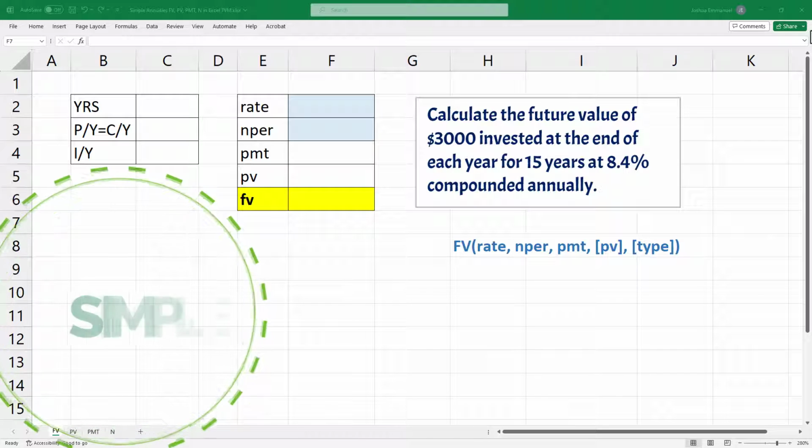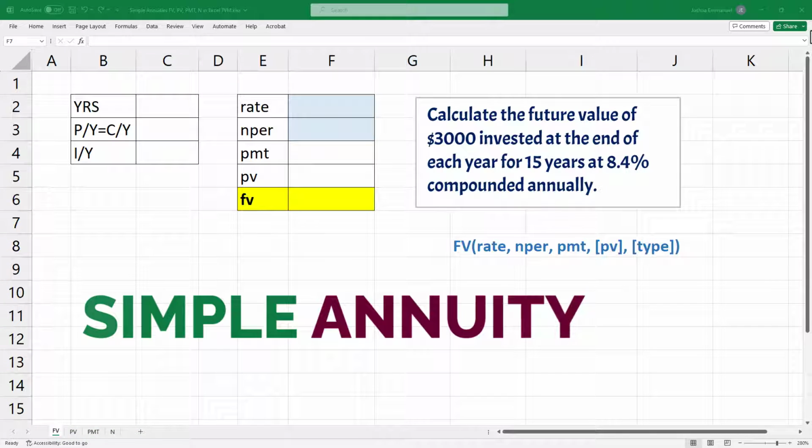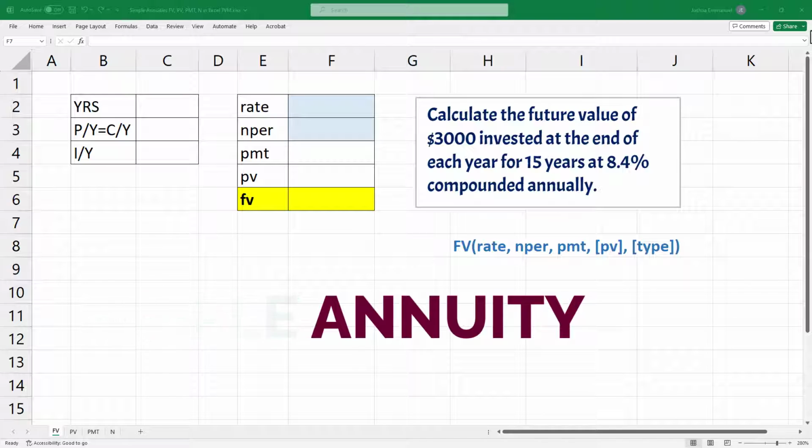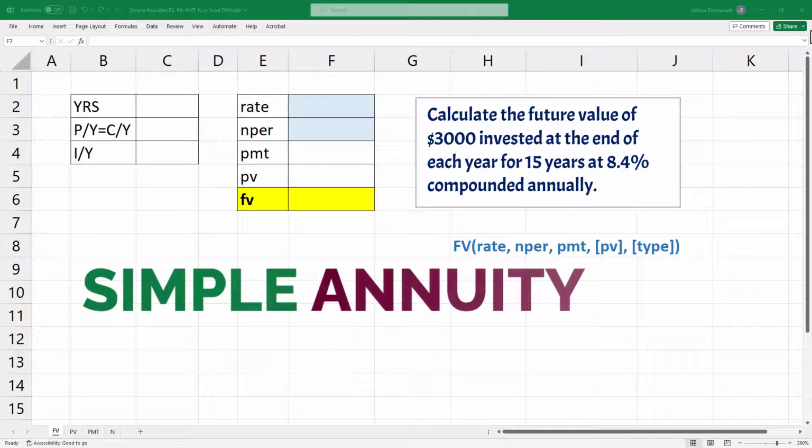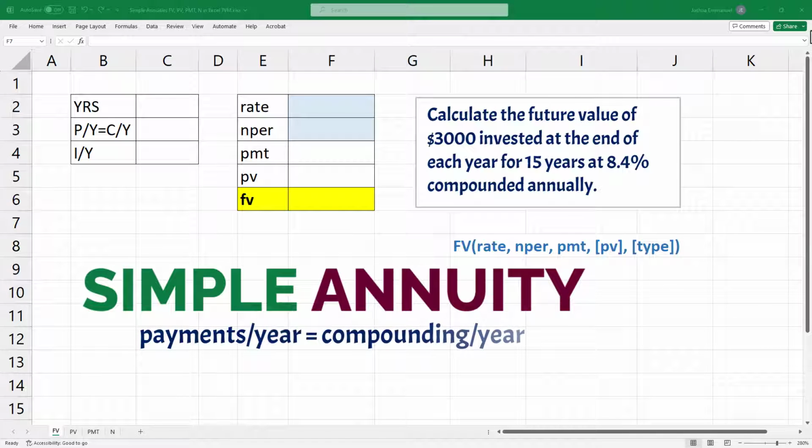Welcome. In this video, I'll be solving simple annuity problems in Excel. An annuity involves equal payments made at equal time intervals. In simple annuities, payments per year and compounding frequency per year are equal. That is, if payments are made quarterly, then interest is also compounded quarterly and vice versa.